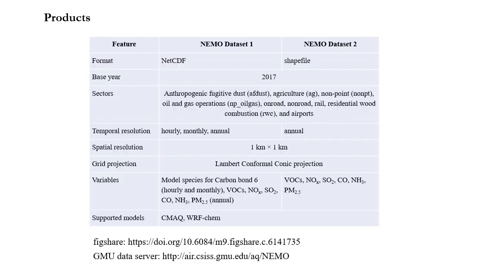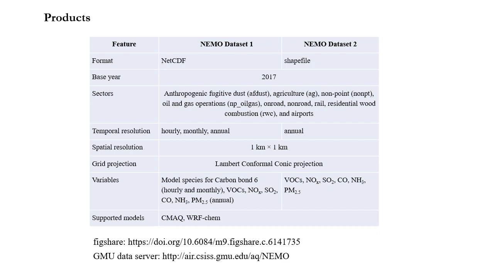The NEMO dataset is stored in 2 formats, NetCDF and shapefiles. Both formats have the same emission sectors with 1 square kilometer resolution. The NetCDF format contains hourly, monthly, and annual data, while the shapefiles only include annual emissions. Additionally, the NetCDF provides the model species for the CB6 mechanism in the hourly and monthly data files, and the shapefiles contain integrated species like VOCs, NOx, PM2.5, and 3 inorganic gases: sulfur dioxide, carbon monoxide, and ammonia.